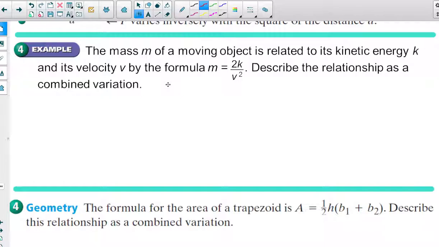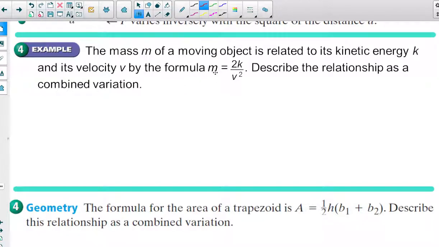The mass m of a moving object is related to its kinetic energy, K, different than the constant of variation, and its velocity, v, by the formula m equals 2K over v squared. Describe the relationship as a combined variation. All right, so here's the tricky part. Again, in this case, K is representing the kinetic energy. It is not the constant of variation. Don't you just love the formulas from physics? Yes. All right, so we have two different things going on here.